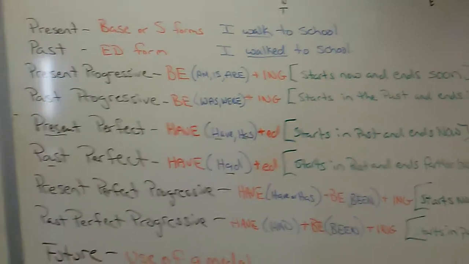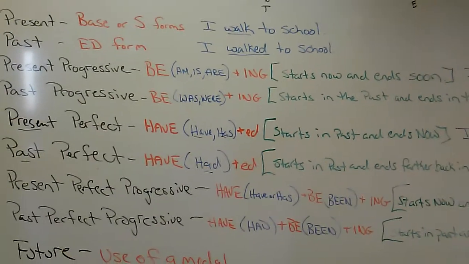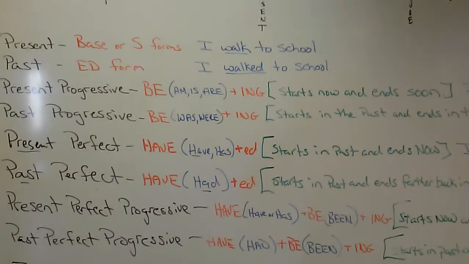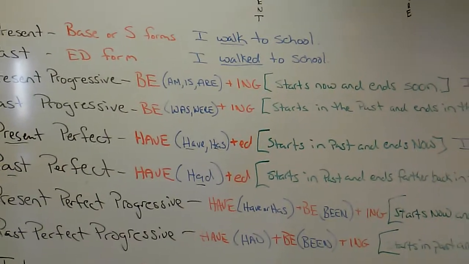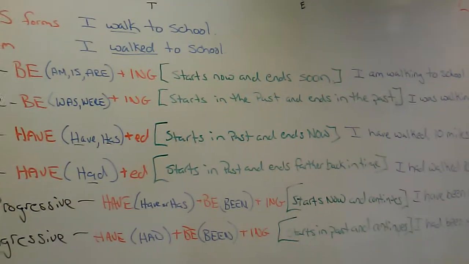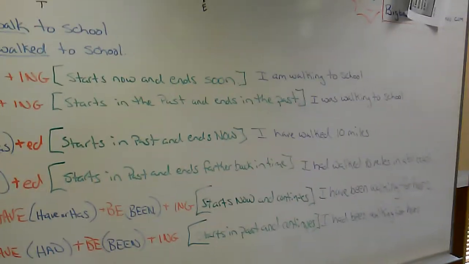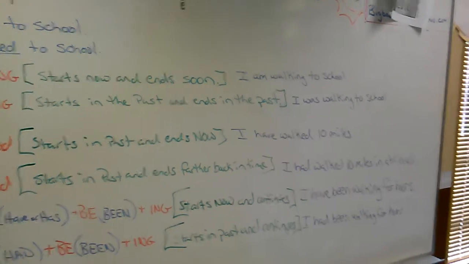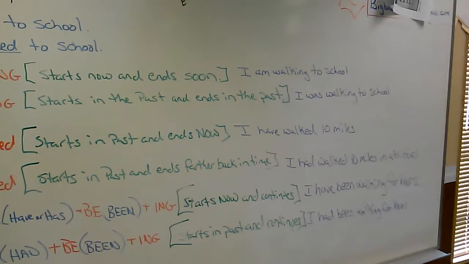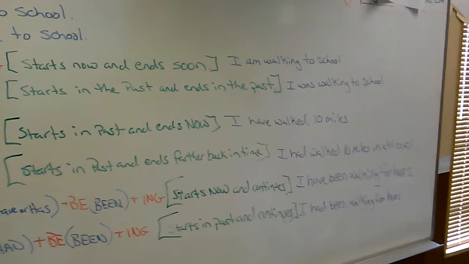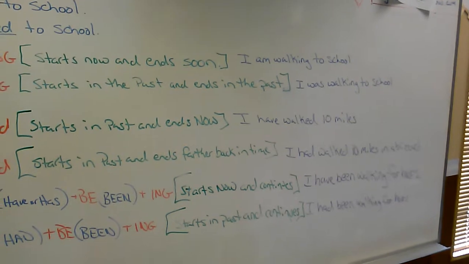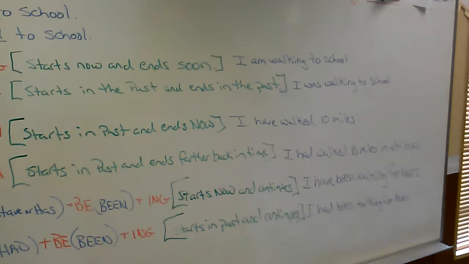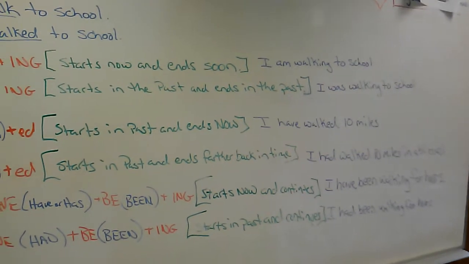Now, if you look over here at our sentence chart, our time chart, you have the present perfect. The present perfect is the present form of have. It's either have or has with the ed form of the verb. In this case, it starts in the past and it ends now. And the example is, I have walked 10 miles. What that means is, I walked 10 miles and I just finished. That is what it means. I started it in the past 10 miles ago and I finished now.